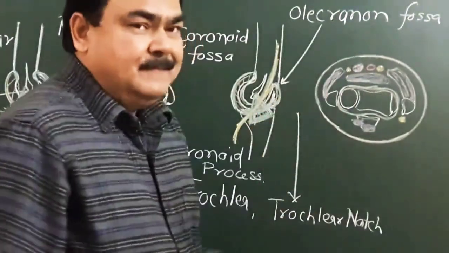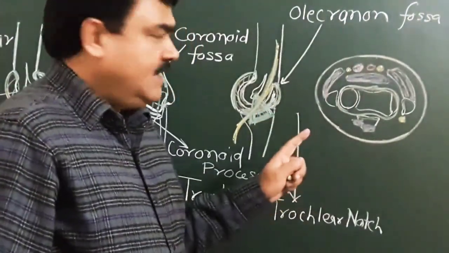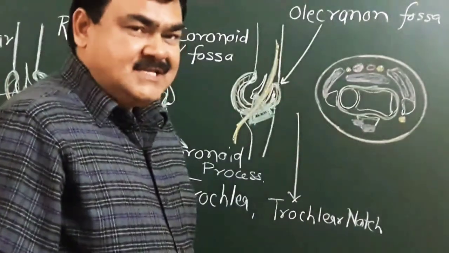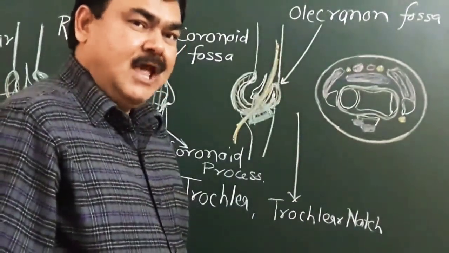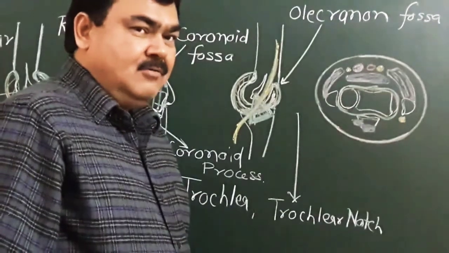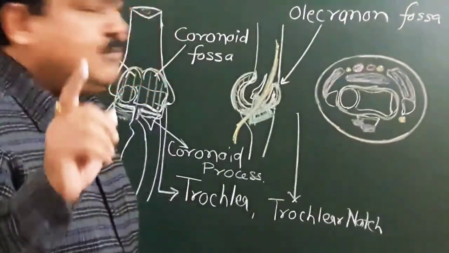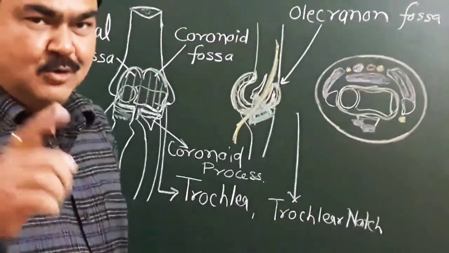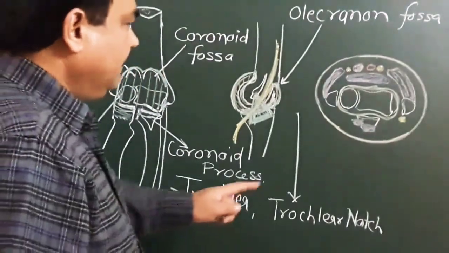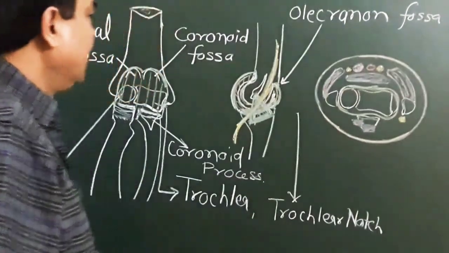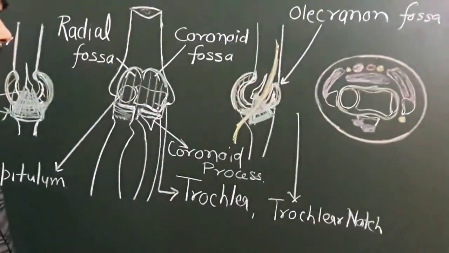Its arterial supply is by the anastomosis around the elbow joint, which we will discuss in part 2 of the elbow joint, in the next video. So these are the relations of this joint.